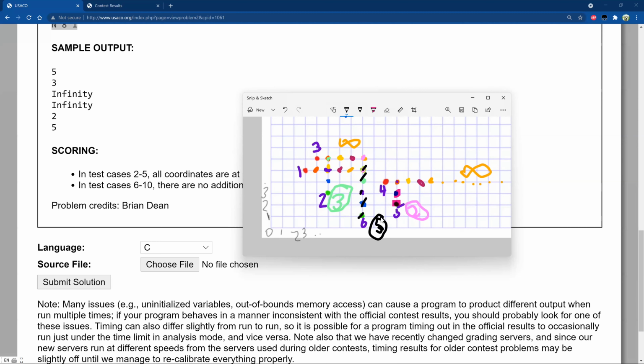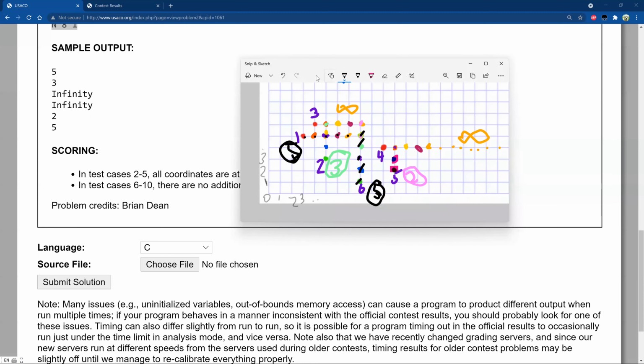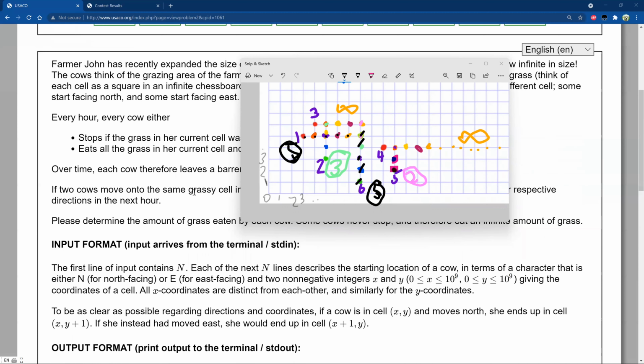Okay, so cow 6 will have eaten 5, and cow 1 will have eaten 1, 2, 3, 4, 5. So cow 1 will have also eaten 5. So let's take a look. Yep, cow 1 is eating 5, and cow 6 is eating 5. Cow 2 is 3, cow 3 and 4 are infinite, and cow 5 is 2. Yep. So now we have a bit of an idea about how this problem works. Now, if you want to, you can pause the video and try to program it out.